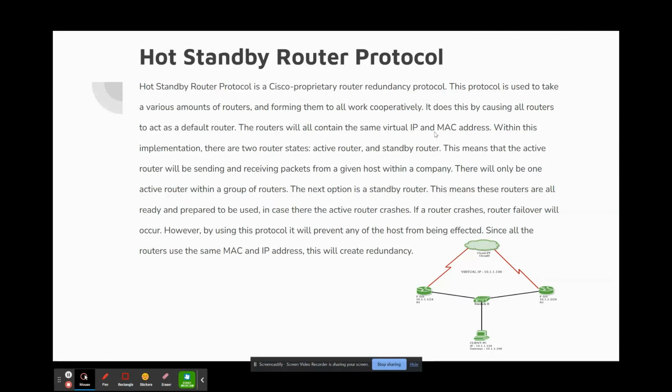If a router crashes, router failover will occur. However, by using this protocol, it will prevent any of the hosts from being affected. Since all the routers use the same MAC and IP address, this will create redundancy.